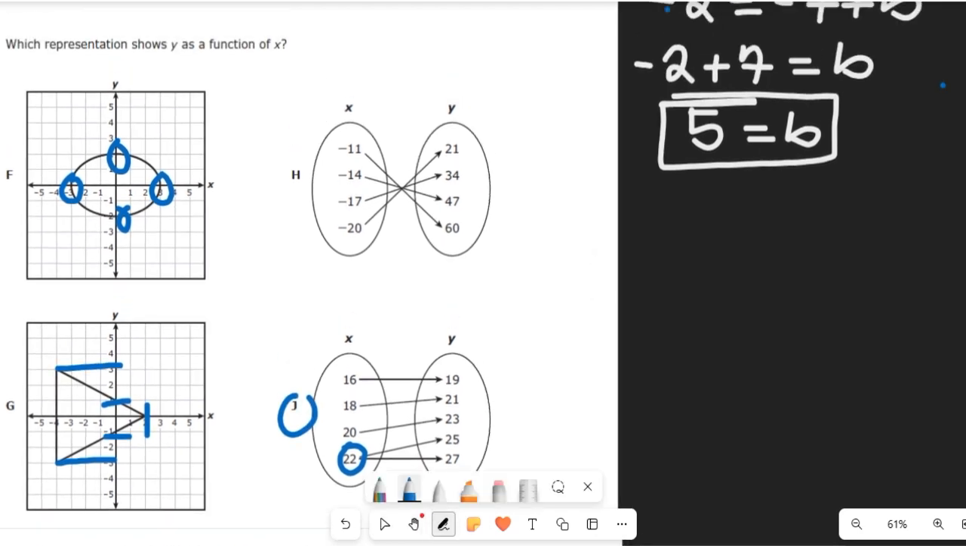In the next, we find that the x value -1 is mapping 60, -4 is mapping 47, -17 is mapping 34, and -20 is mapping 21. Great. So in mapping x to y, for every x value we have a singular and exact y output. That makes this a function. So the graph that represents y as a function of x is the graph of H. And that is the solution to this question.